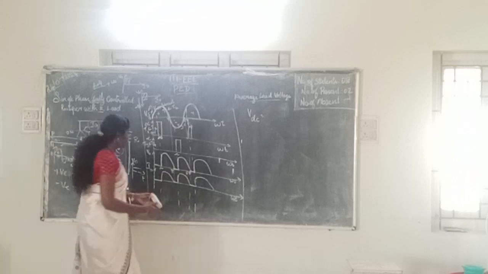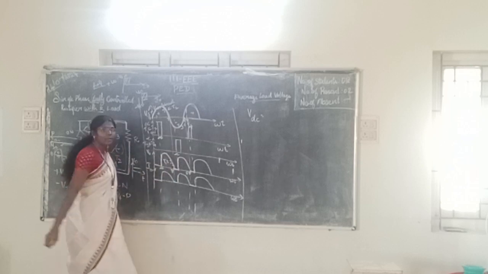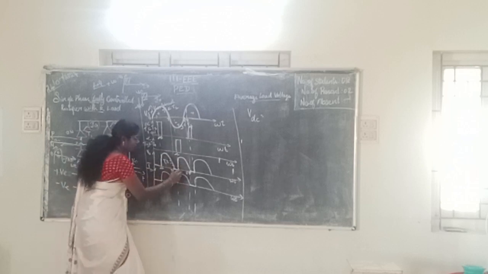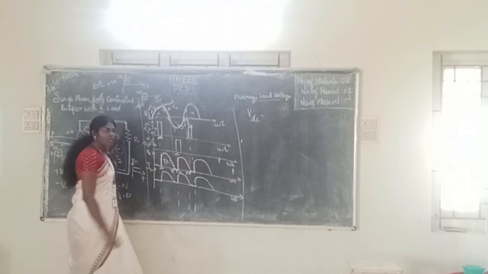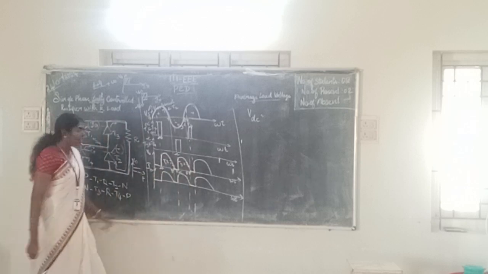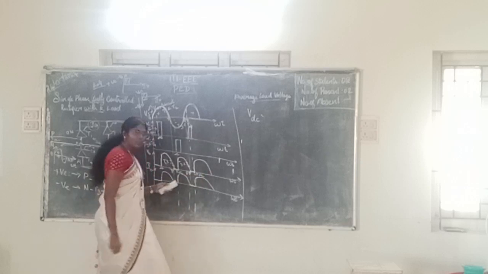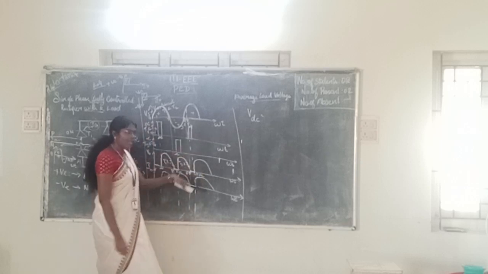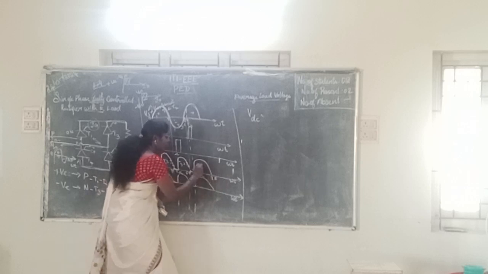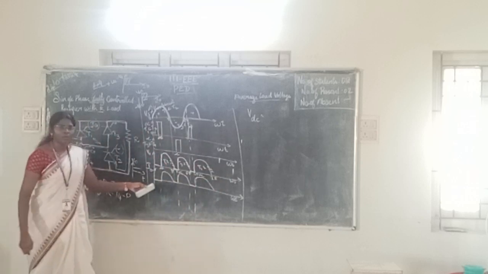Are you able to follow me? From alpha to pi only T1 and T2 are in the on condition. Then from pi plus alpha to 2 pi, T3 and T4 are in the on condition. Again from 2 pi plus alpha to 3 pi, T1 and T2 are on. Are you able to follow me now?